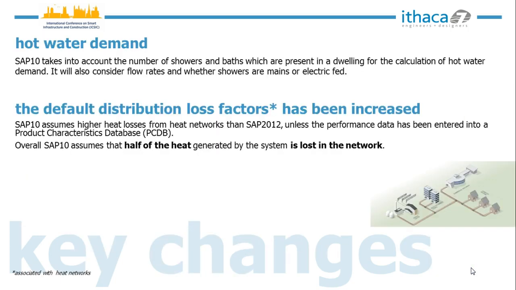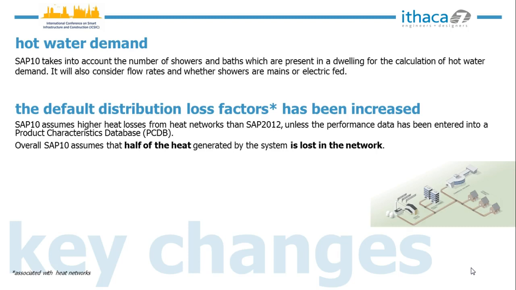For hot water demand, the new SAP10 goes through the process of counting each tap, each bath, each shower, and then applies a factor depending on the flow rate of that bath, tap or shower. So straight away, it's more realistic than what you used to have. So it's very good.